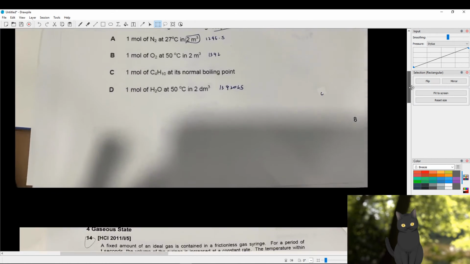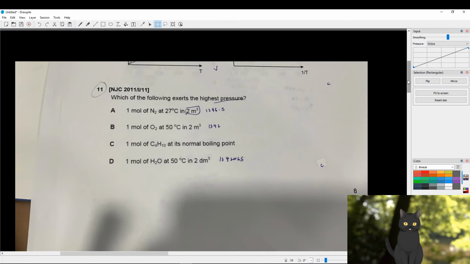Actually, the question, if you really look at it, is quite easy to solve. I think we overthink it.